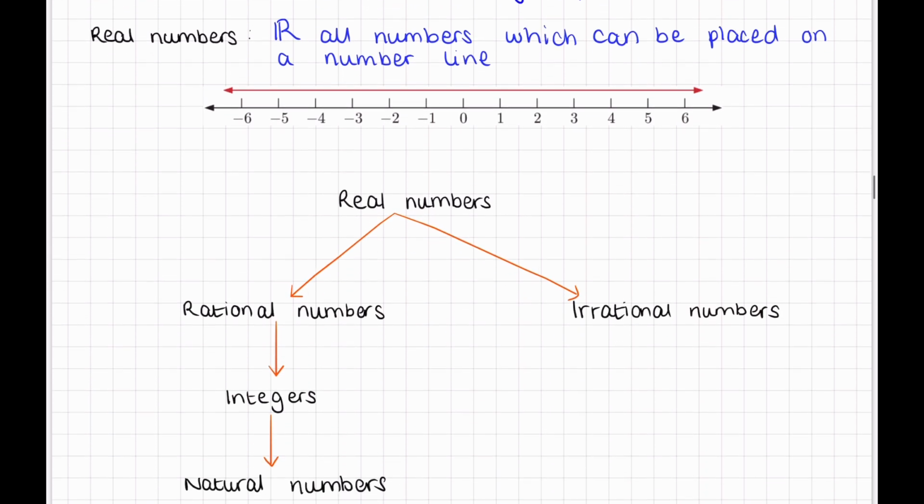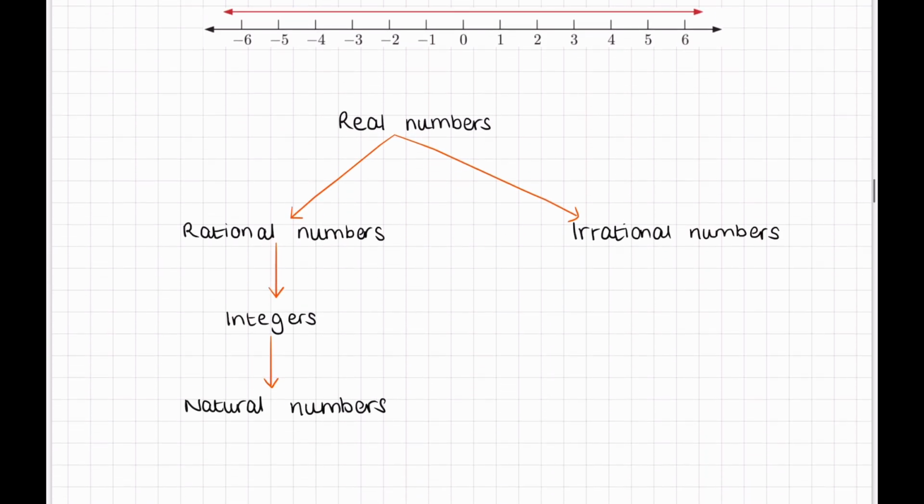Then here I just have a nice kind of little diagram to show that real numbers is kind of the top. From real numbers, we can split the numbers into rational and irrational. But then with rational numbers, we can break that down into integers and then into natural numbers. So natural numbers are a subset of integers, integers are a subset of rational numbers and irrational are subsets of real numbers, if we bring it back to that set notation.